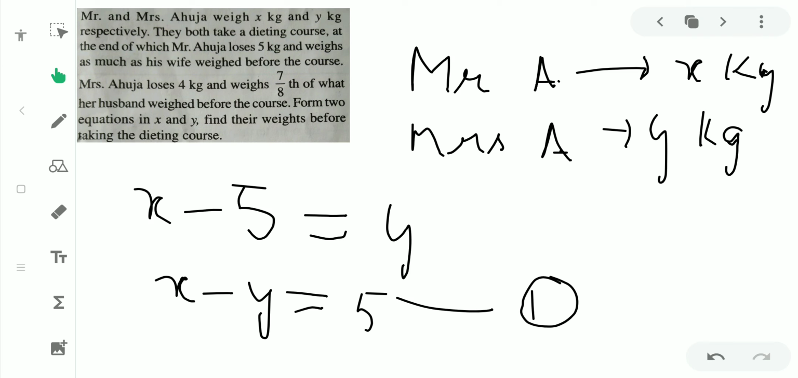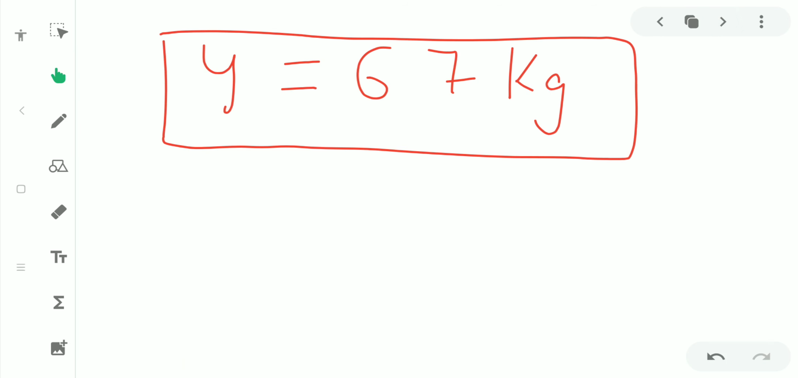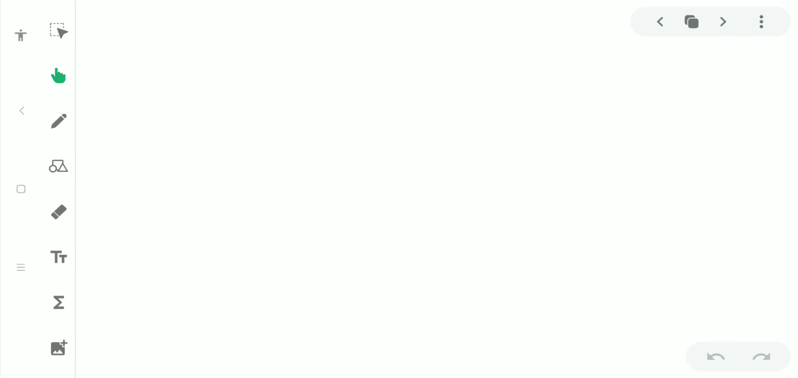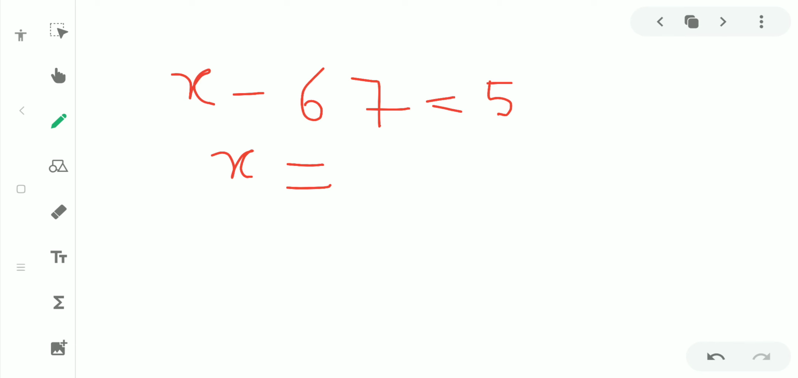So now let us solve for Mr. Ahuja. Here we have the equation x minus y is equal to 5. So y is equal to 67, and x minus 67 is equal to 5. X is equal to 72 kilograms.